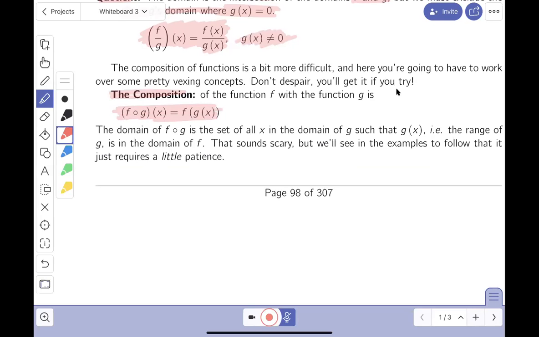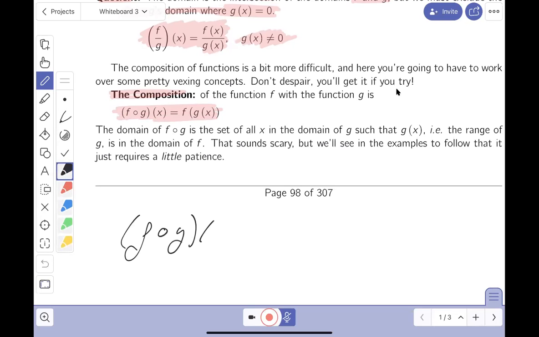I personally do not like the notation f of g of x. I just don't like it. So what I prefer to write down instead is that f is being composed with g. I actually prefer to write that down, and you'll see me do that when I'm doing problems over here.